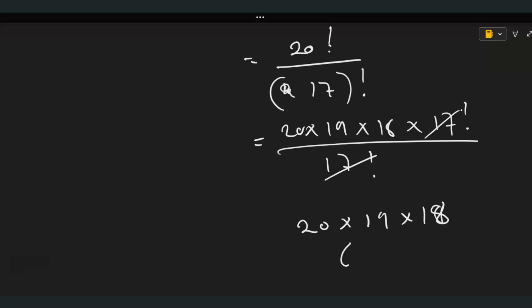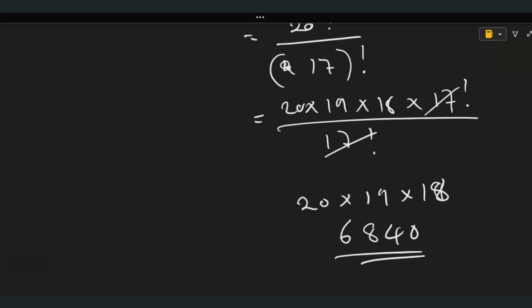We have 20 multiplied by 19 multiplied by 18, which gives 6,840 as the number of ways in which we can arrange these 3 members, where the first one becomes the president, the second one the secretary, and the third the treasurer. Basically, we can arrange these 3 names in 6,840 ways.